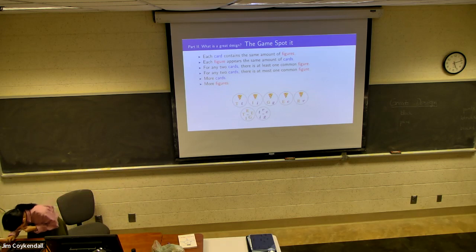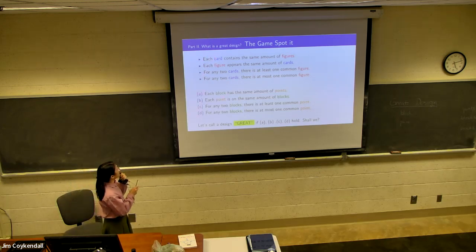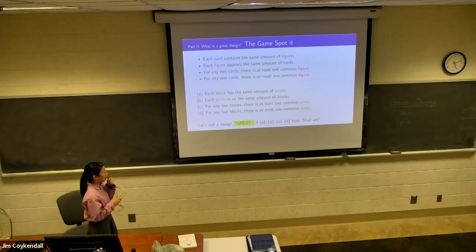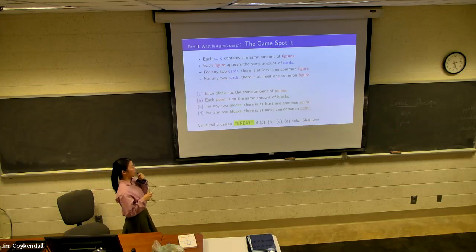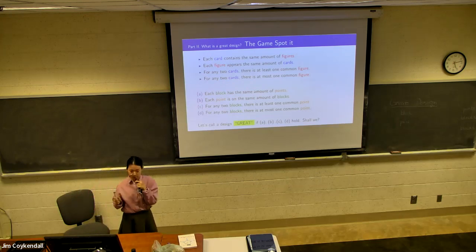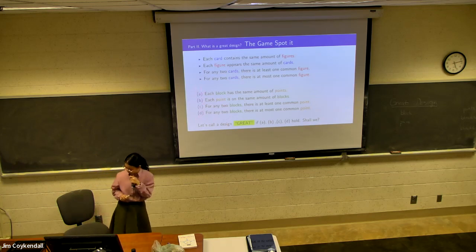But okay, so let me just put all those properties into our design notation. I just use our analogies again, change cards to blocks, figures to pawns, and now I get our properties. I want our design to have these four properties. Each block has the same amount of pawns, each pawn is on the same amount of blocks. If you give me any two blocks, there will be one and exactly one common pawn. Now, I would like to say that such a design is great if all these four properties hold.